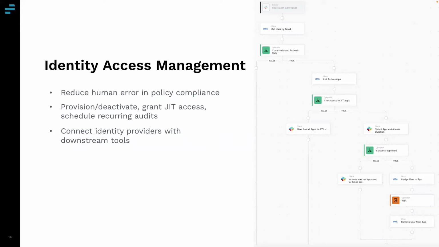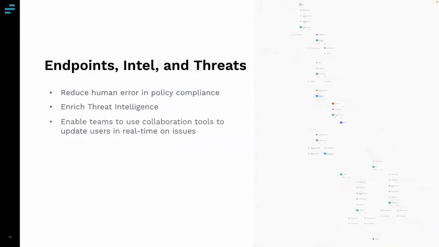We can connect with a number of identity providers, whether that's Okta, Jump Cloud, or Azure Active Directory. All of those are built in. And then we also have the ability to tie into our endpoint systems, get threat intelligence, and process threats as they come in. Again, reducing the human error in our policy compliance, being able to do things automatically, enrich our threat intelligence, and automate a lot of these processes where an analyst may be doing some of these things manually.